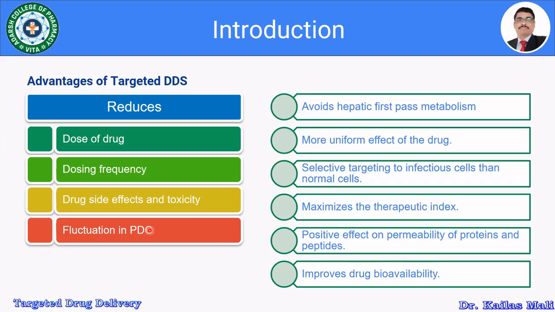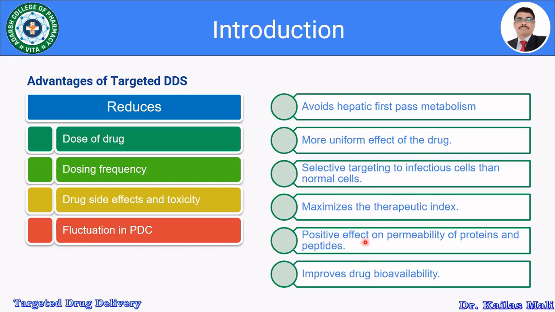Apart from these four advantages, there are so many other advantages also. It is going to avoid the hepatic first pass metabolism of the drug. Thereby, it is going to improve the efficacy of the product. We are getting a more uniform effect of the drug, as here we are specifically targeting the organ, cells, or the tissue. There is selective targeting to infectious cells rather than the normal cells. So it is possible to protect the normal cells. It is going to maximize the therapeutic index of the product.